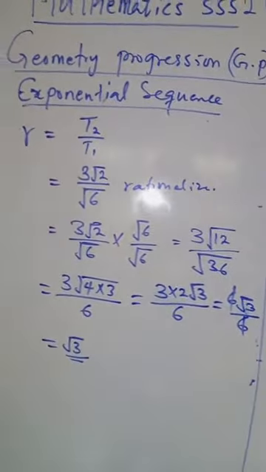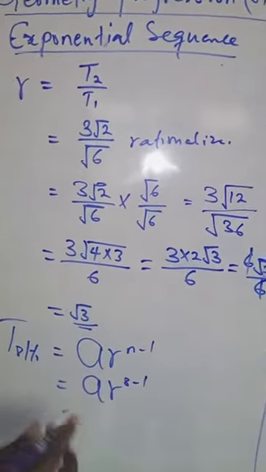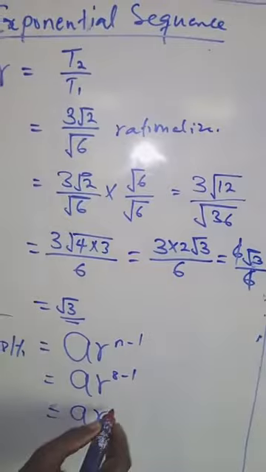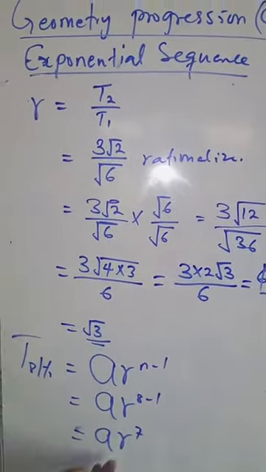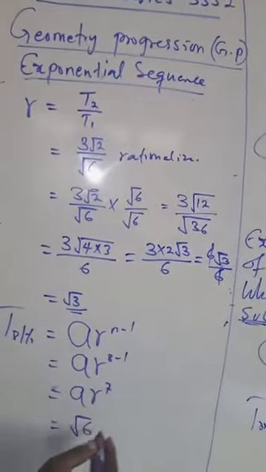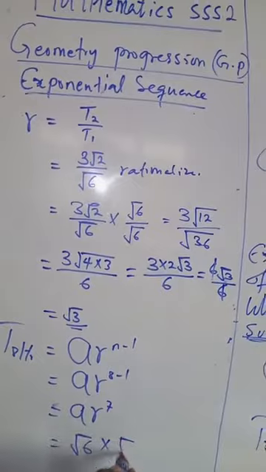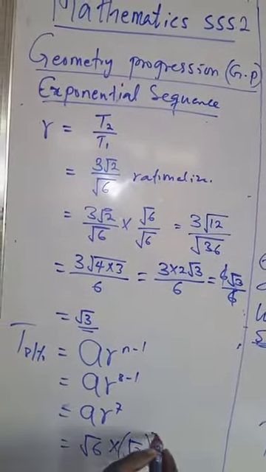In its simplest form, the 80th term. Now, the 80th term will give us, like we normally have, AR to the n minus 1. So that's AR to the 8 minus 1. So it's going to give us AR raised to power 7. That's it. So we have our first term, root 6, multiplied by our common ratio, root 3, all raised to power 7.